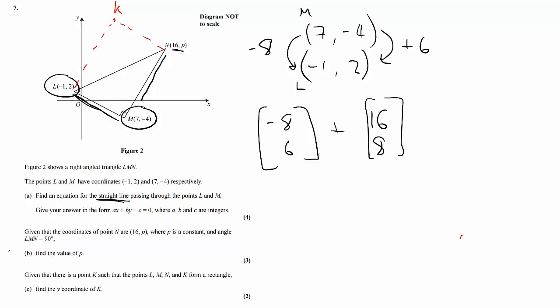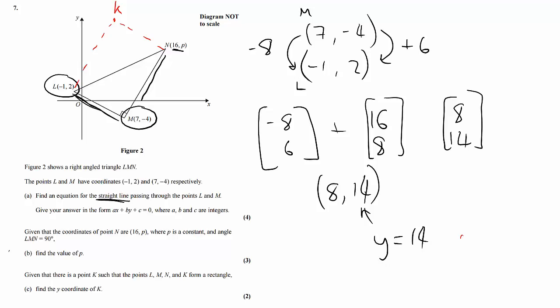Minus 8 add 16 is 8. 6 add 8 is 14. So our new vector is 8, 14, or the coordinate 8, 14. That must mean our y value is 14.